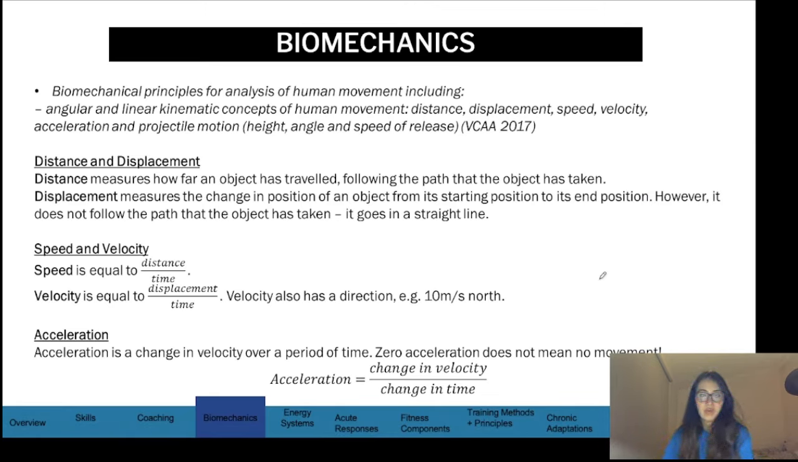We already discussed speed and velocity. We've got acceleration, which is a change in velocity over a period of time. Zero acceleration does not mean no movement. So acceleration is equal to change in velocity over change in time. If I'm not accelerating, there are two things which could be happening. I could either be stationary, as in I'm not moving, therefore I'm not accelerating, or I could be moving at a constant pace, and therefore I am moving at a constant pace, but not accelerating. Okay?